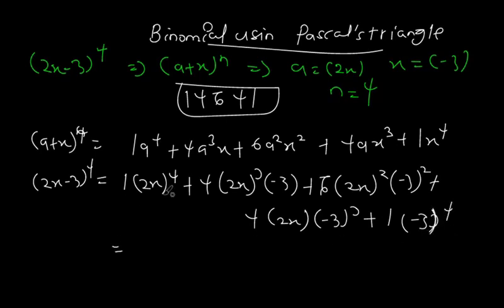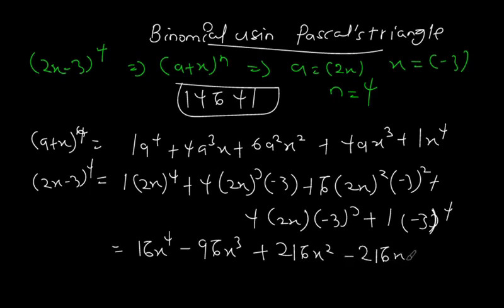If we solve this, 2 raised to the power 4 gives us 16x^4. Then this will give us minus, because of the negative sign, 3 times 2^3 times 4, which is negative 96x^3. Plus 6 times 2^2 times (negative 3)^2 gives positive 216x^2. Then 4 times 2 times (negative 3)^3 gives negative 216x, plus (negative 3)^4 gives 81. So this is our expansion using Pascal's triangle to solve this example.